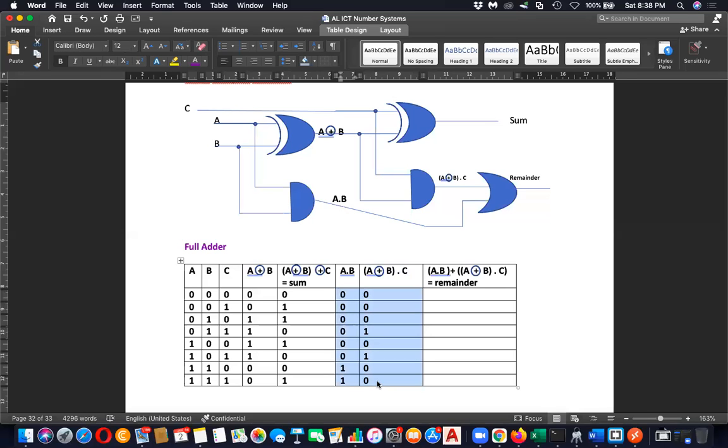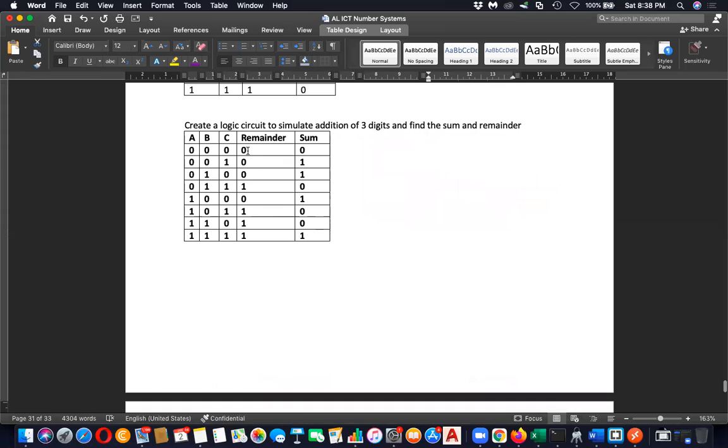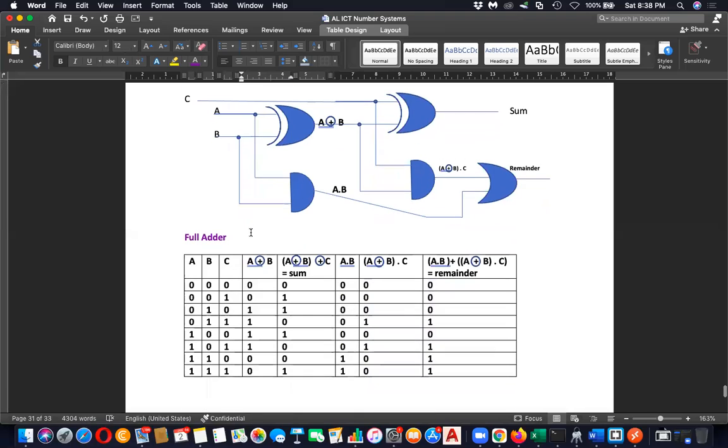OR gate? When both inputs are 0, only the output is 0. Yes, when both inputs are 0, its output is 0. Both are 0, it's 0. Both are not 0, it's 1. So the remainder is 0, 0, 0, 1, 0, 1, 1, 1. And here also the remainder is 0, 0, 0, 1, 0, 1, 1, 1. So you got the similar circuit.